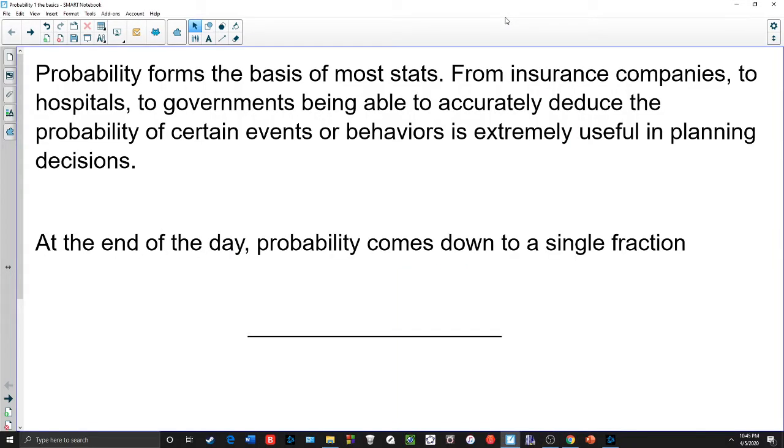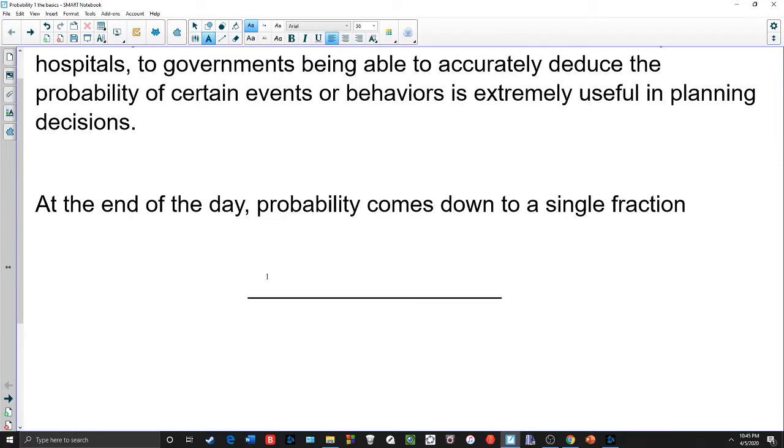So we're going to be talking about the basics of probability today. Something that's very crucial to statistics is figuring out probabilities and reasonable guesses and whatnot to kind of help guide decisions. And so, in general, probability basically comes down to the single basic fraction of the following.